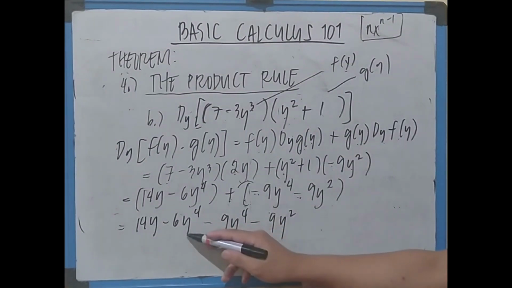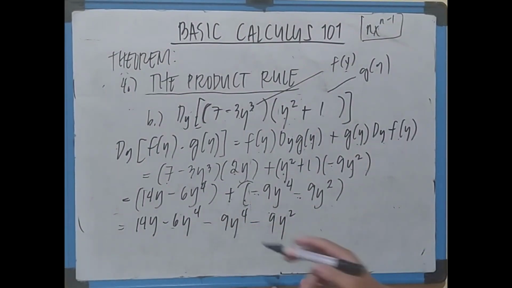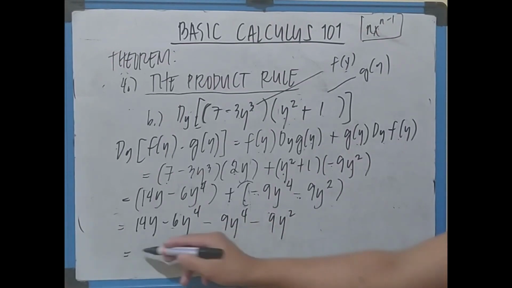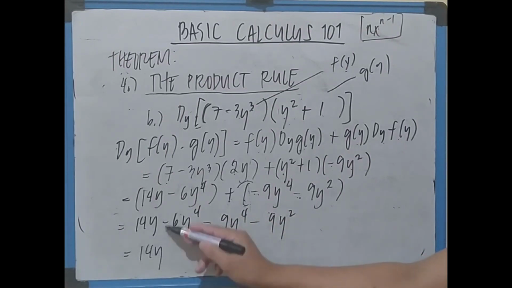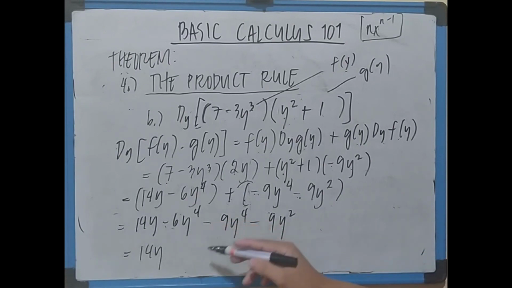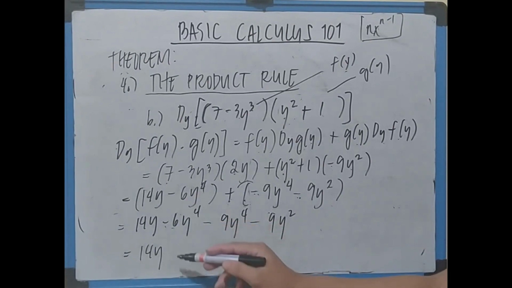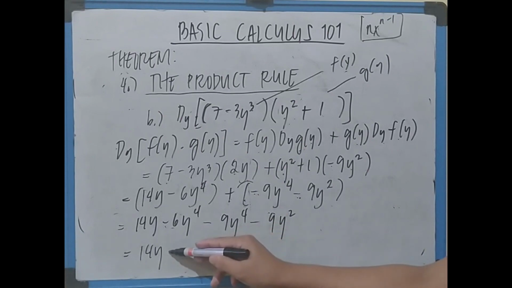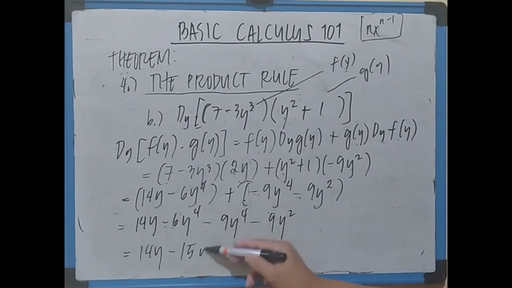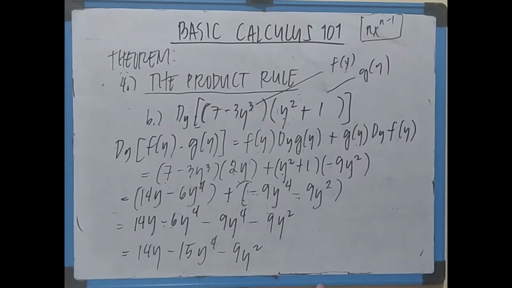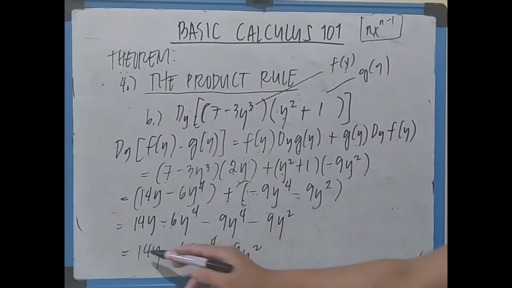Okay, so combine natin yung like terms. So this will be negative 6y and negative 9y. So they have the same exponent. So we have 14y, negative 6 minus 9. So same sign, add and copy the sign. We have 6 and 9 is now 15. So y raised to 4 and this is negative 9y squared. Okay? So this will be your final answer.